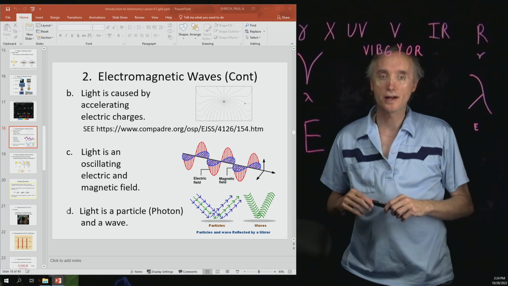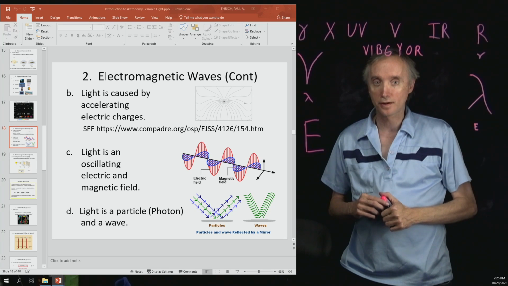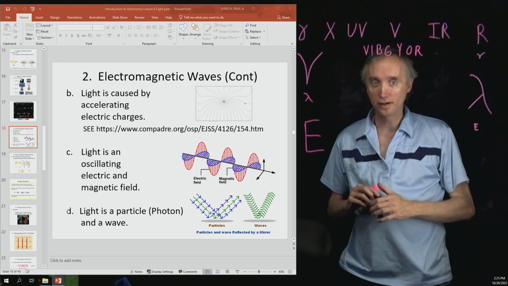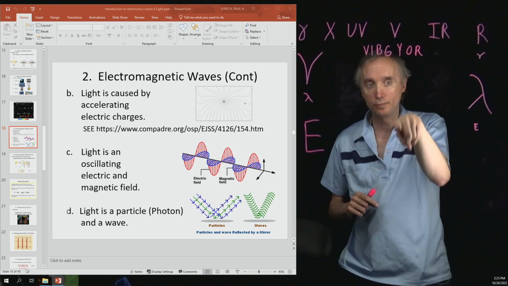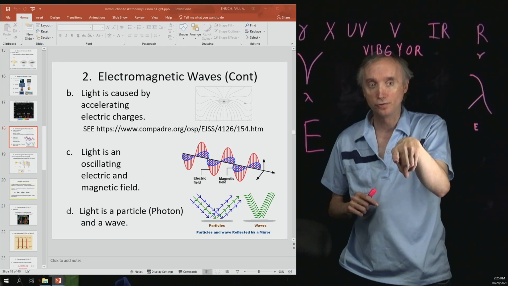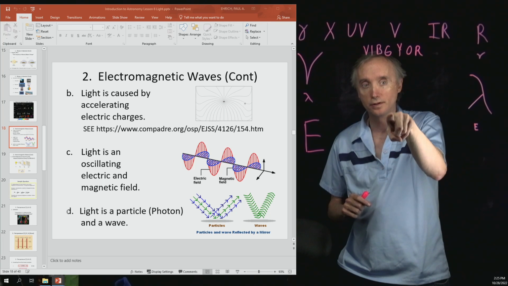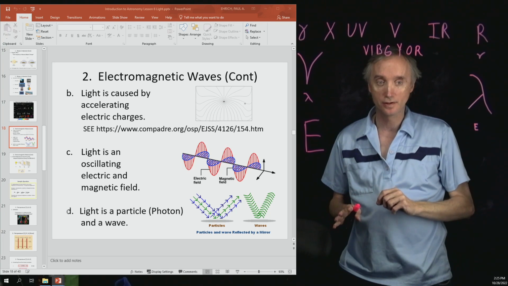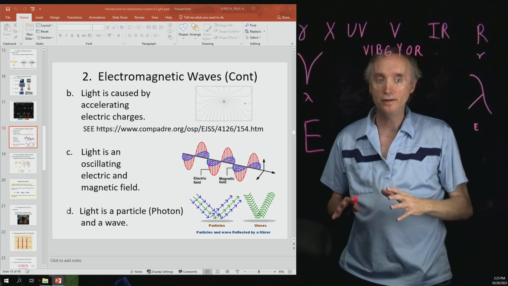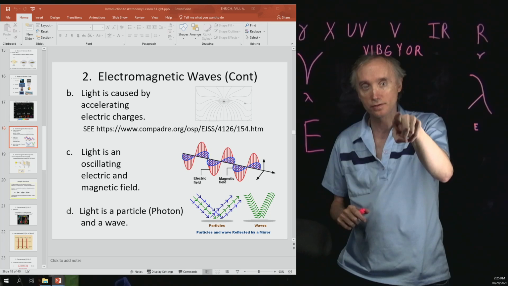And so if you want to see an animation of it, you can go to this thing here at compadre.org, and you can click on it and you can make the electric charge go up and down. You'll notice that if it goes at a constant speed, it will not produce any light. You won't see any wavy action if the electric charge is moving at a constant speed.